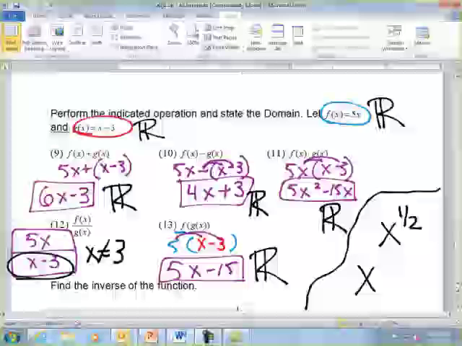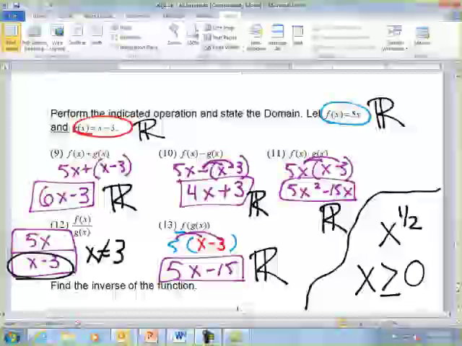What kind of things can we not plug into a square root? Negatives would give us imaginary numbers. So we cannot take square roots of negative numbers. So what will that look like for a domain? Greater than or equal to 0. Square root of 0 is fine, that's just 0. Square root of positives are fine, so we can go greater than. But square root of negatives gives us imaginary answers. So if you have an even root, our domain would be x is greater than or equal to 0.